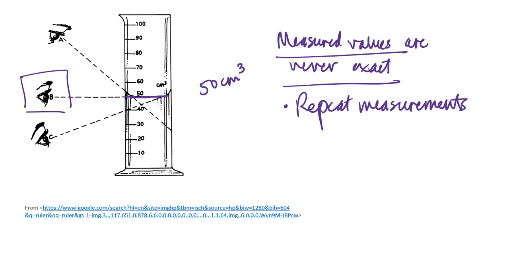If we measure something more than once, then even if the measurement changes slightly, at least we can take an average. At least we can have some idea as to how repeatable the measurement is, and we'll have a better idea of the quality of our data as a result.